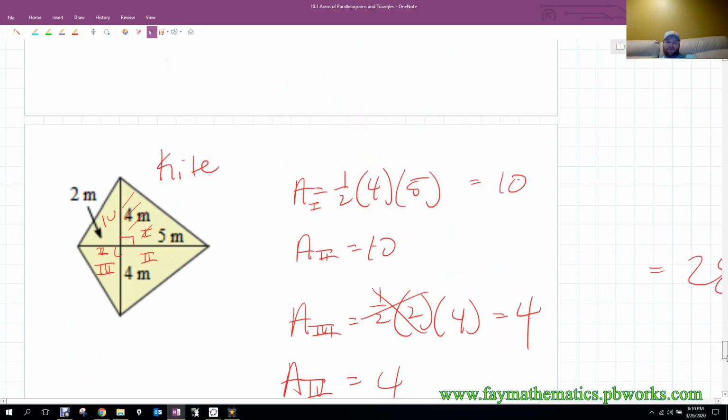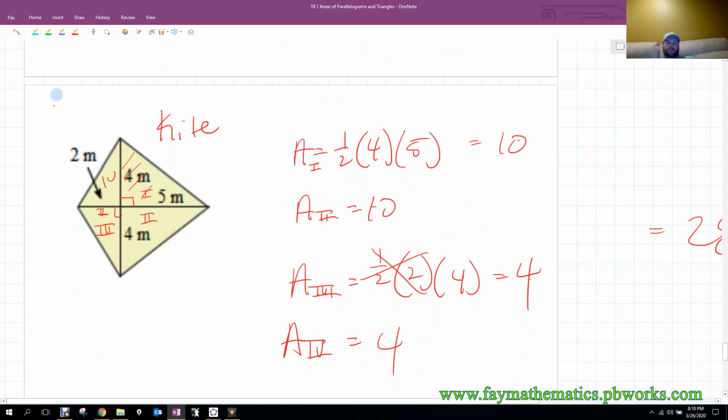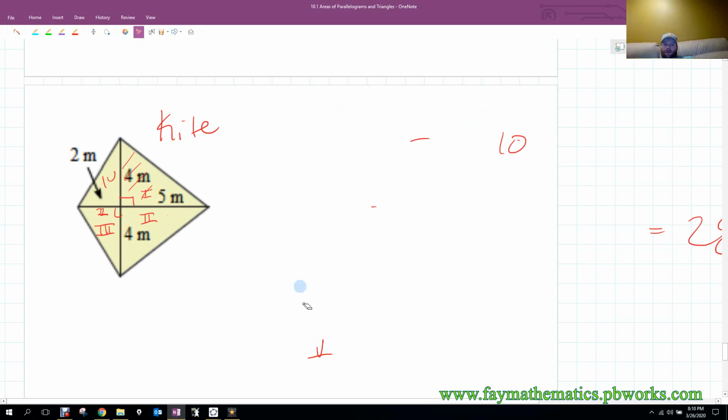Going on to the next one, we have a kite here. Let me erase this stuff. The only thing with a kite that we have to know to do this is that the diagonals are perpendicular. So you got a bunch of right angles here, so right triangles. We talked about that triangle and that triangle being the same. This triangle here and that triangle there are the same. So I'm going to find just the area of triangle 1 and 3, add those together and double, and it'll give me the area of the entire kite.